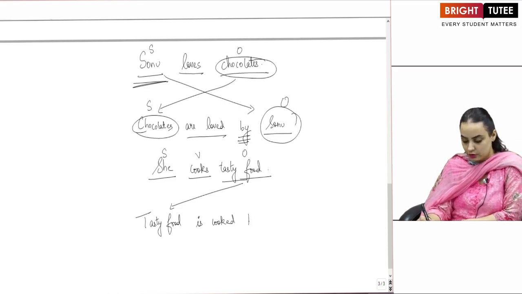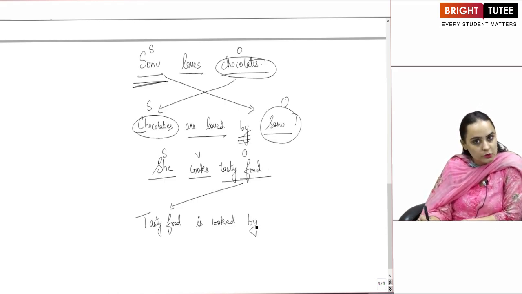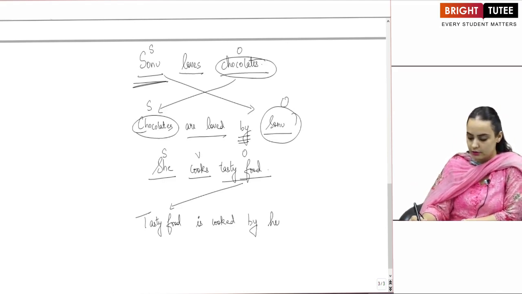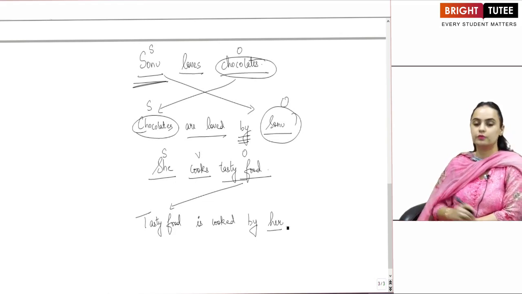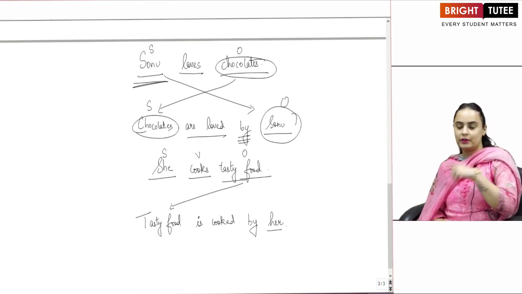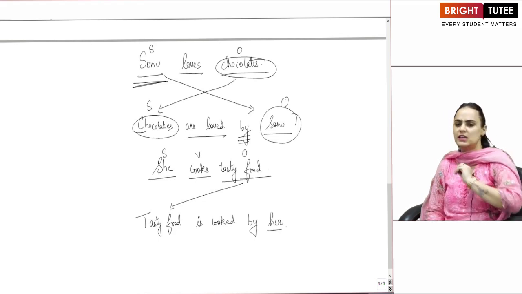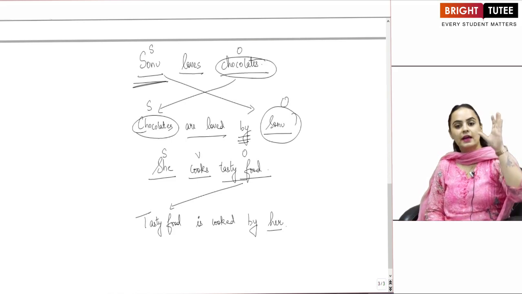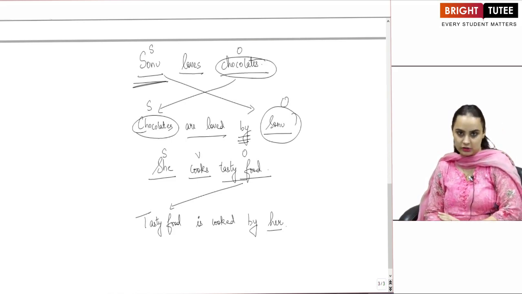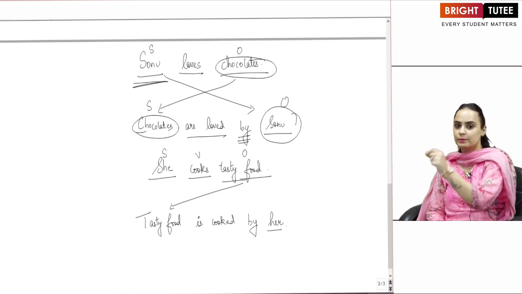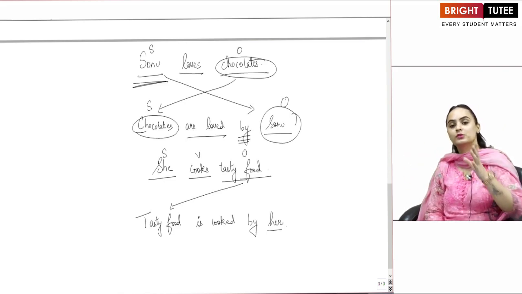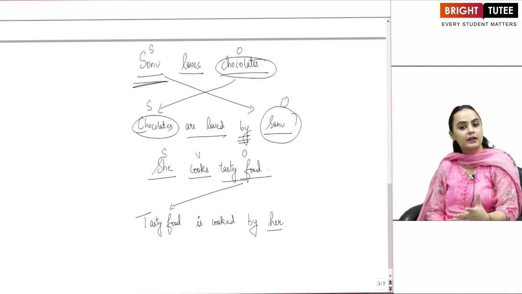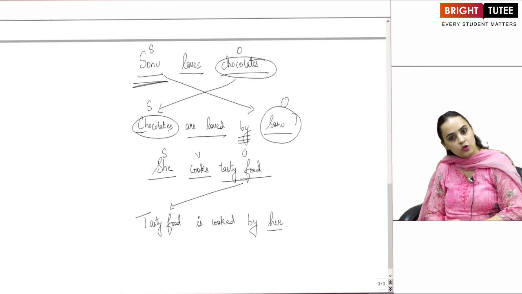As I told you, we always add by before the object when changing into passive, and who? By her. She changes to her. So, what have we learned so far? The only thing that you need to keep in mind as of now is that when you are changing from active to passive, the subject will become the object, the object will become the subject, and the verb of the active sentence will change according to the rules.